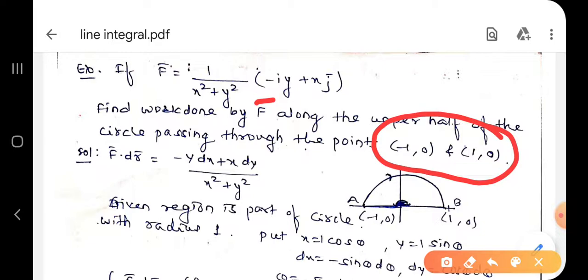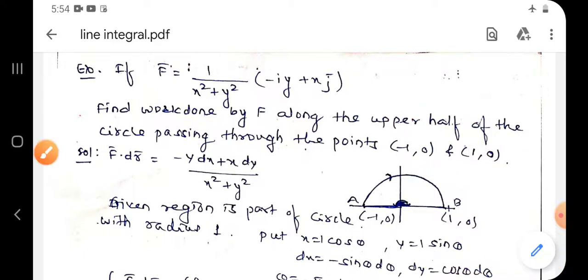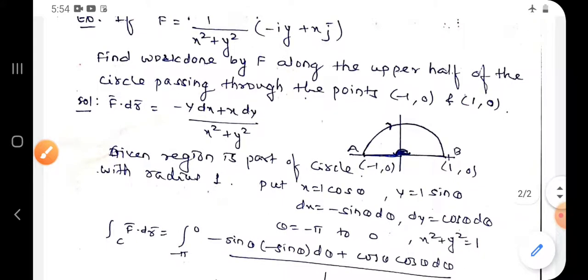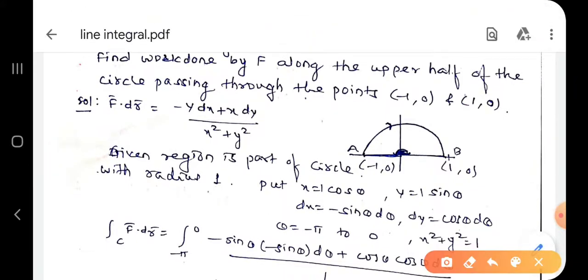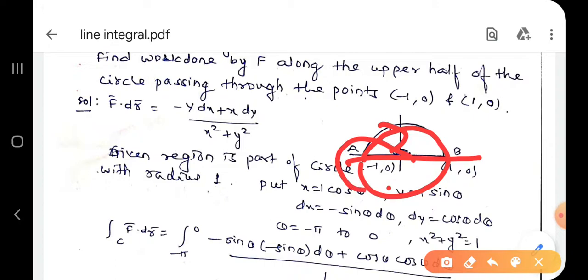Sometimes they may ask over the complete circle, no problem. In that case, what to do, that we will see in Green's lemma. But here the points are given, so according to the points we will solve the problem. So for the upper half of the circle, first I draw a circle completely, and I want only the upper half, means the above part, right? And it is minus 1, 0 to 1, 0. So first, point A is minus 1, 0 and point B is 1, 0.